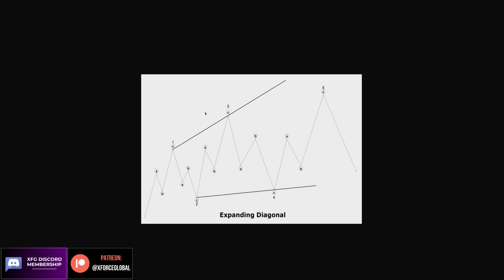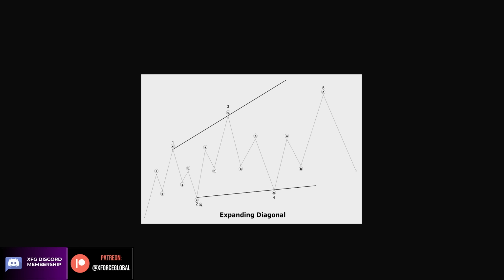And unlike normal impulses, all of the 5 waves usually do overlap, where wave 4 will overlap into the price territory of wave 1. And since it is expanding in nature, each successive wave is going to be larger than the previous wave, both in price and often in time. This is currently what we're observing for the current price action.